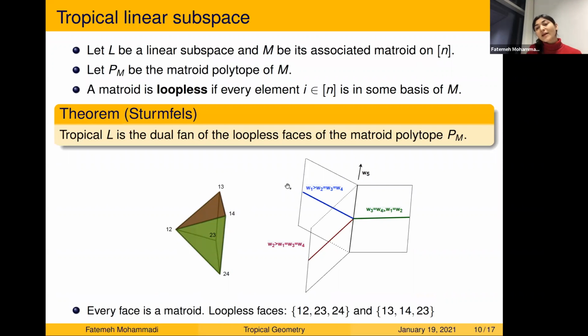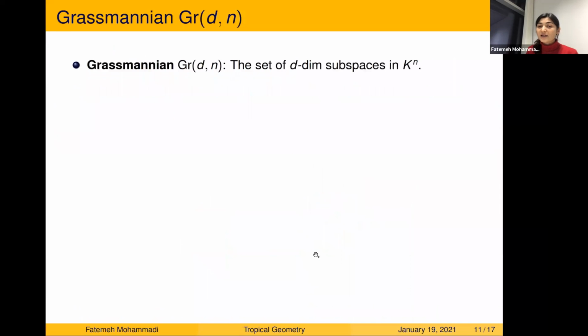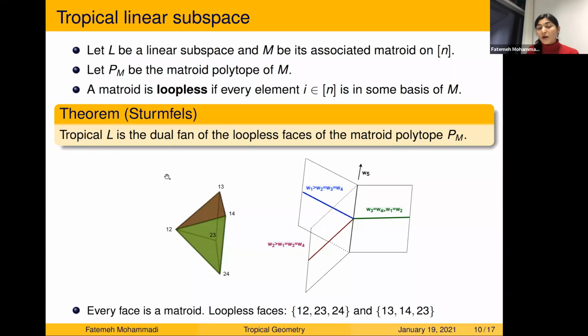Just to compare it with what we saw before, this is exactly the same example that I had in the beginning, a 3 times 5 matrix, where the vector 5 was redundant. I tropicalized my variety and looked at its corresponding picture, and that was just the 3 rays that I saw. They were exactly those that you obtain as the normal fan of this polytope.